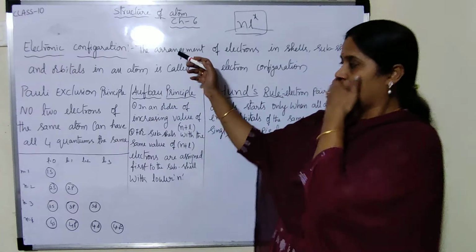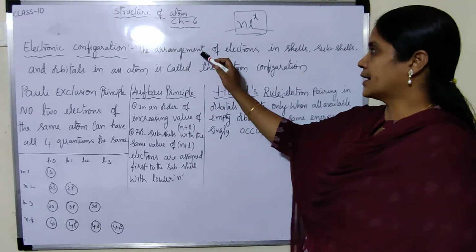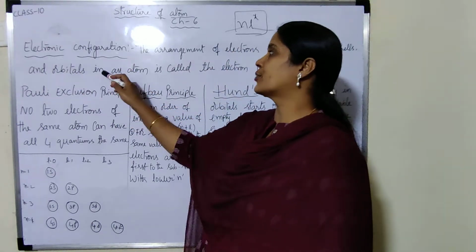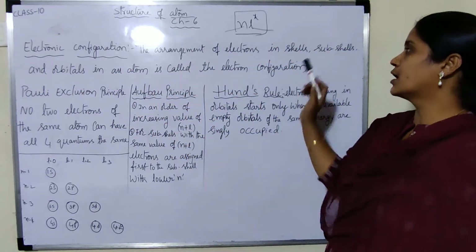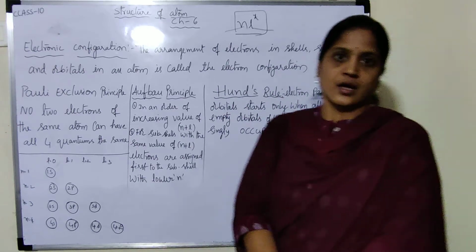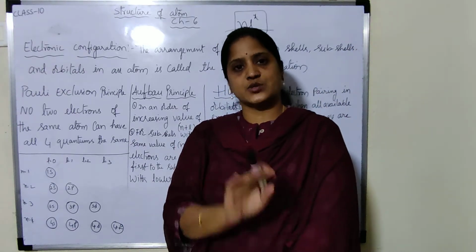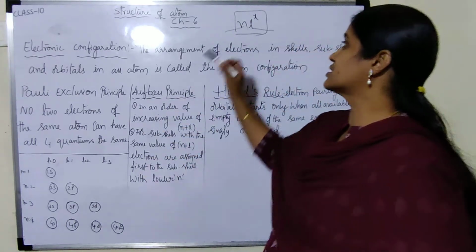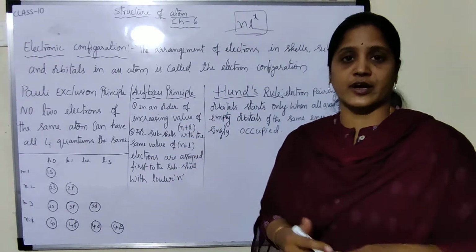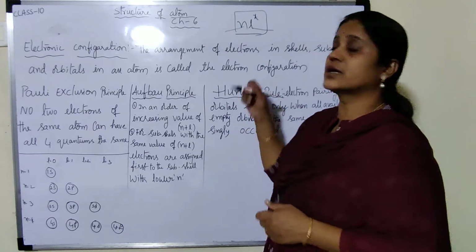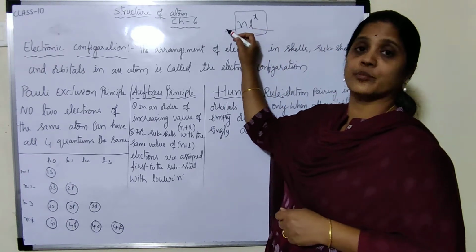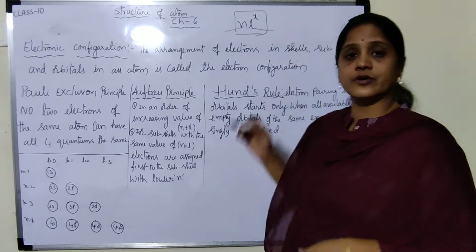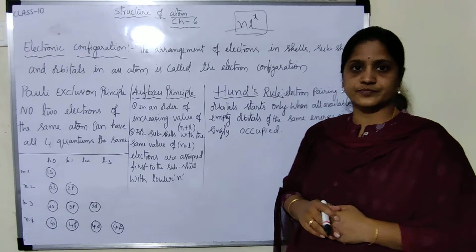Here you see once. The arrangement of electrons in shells, subshells and orbitals in an atom is called the electronic configuration. If you take hydrogen, it has only one electron. So for one electron, by using this NLX method, we can find it out. What is the NLX method? N for principal quantum number, L for angular momentum quantum number, and X for number of electrons.